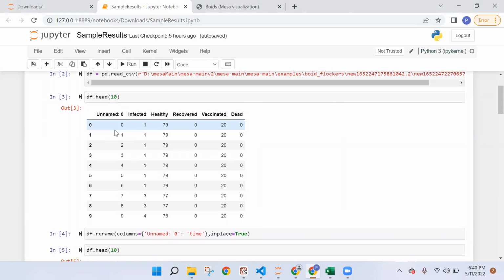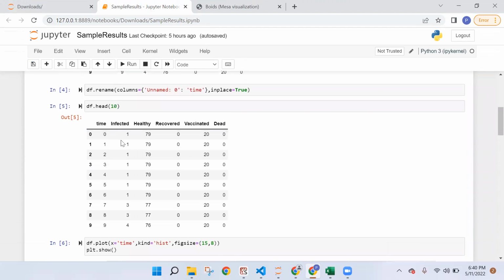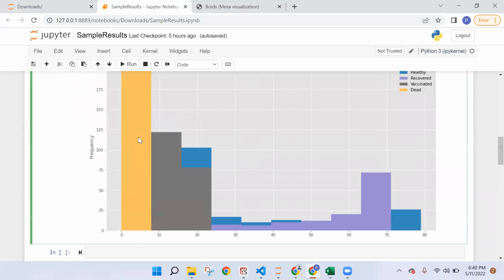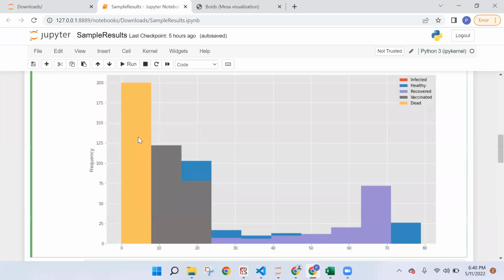Before analyzing the data, I'm first going to draw a bar graph. This is the sample bar graph that we got. Here we have infected, healthy, recovered, vaccinated, and dead. In this bar graph, the y-axis represents the frequency, that means the duration of time in which the model has run. The zero value here represents the dead. So currently in this model, we don't have any dead people.